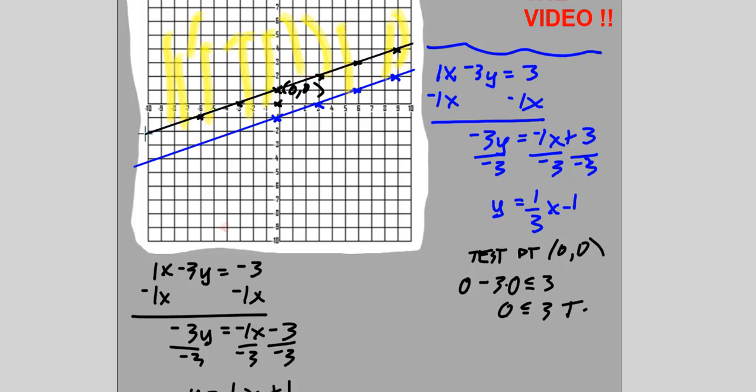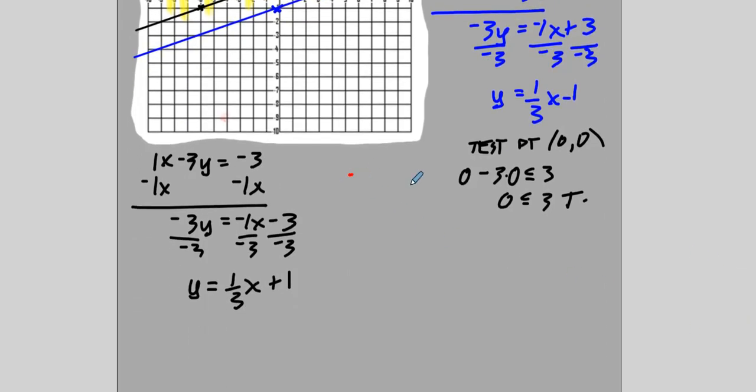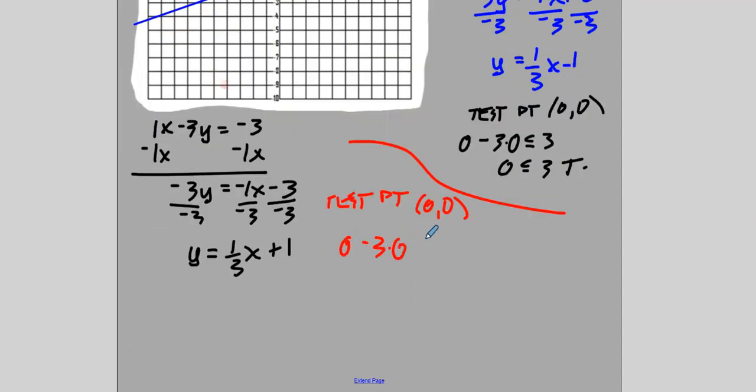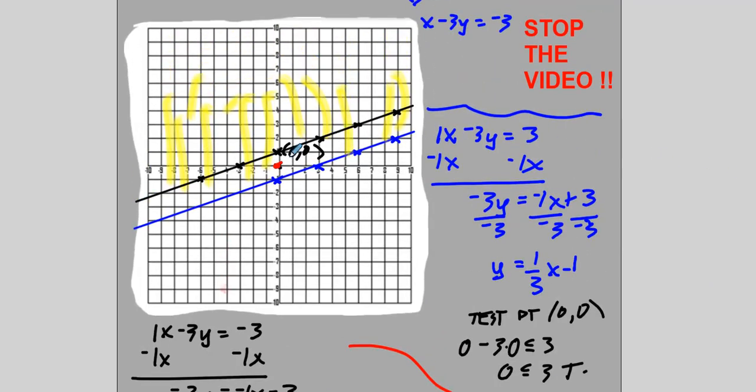So notice these lines are parallel, they have the same slope of 1/3, they just have different y-intercepts, so they'll never intersect. Now let's take the test point, 0, 0, let's put that in red, is right there. It's not on this line either, so we can use it as a test point. So we have 0 minus 3 times 0 less than or equal to negative 3. Well, 0 less than or equal to negative 3 is false. So here is our black line. It's false, so we shade away from this line.